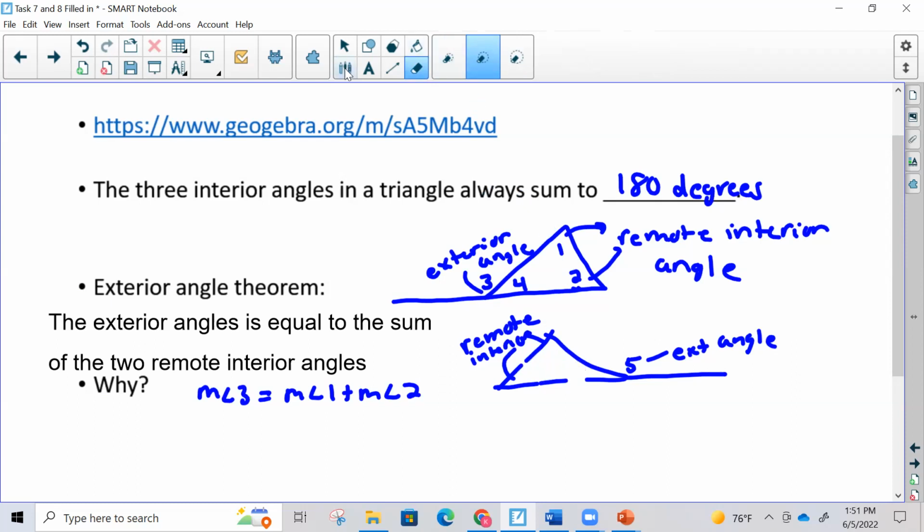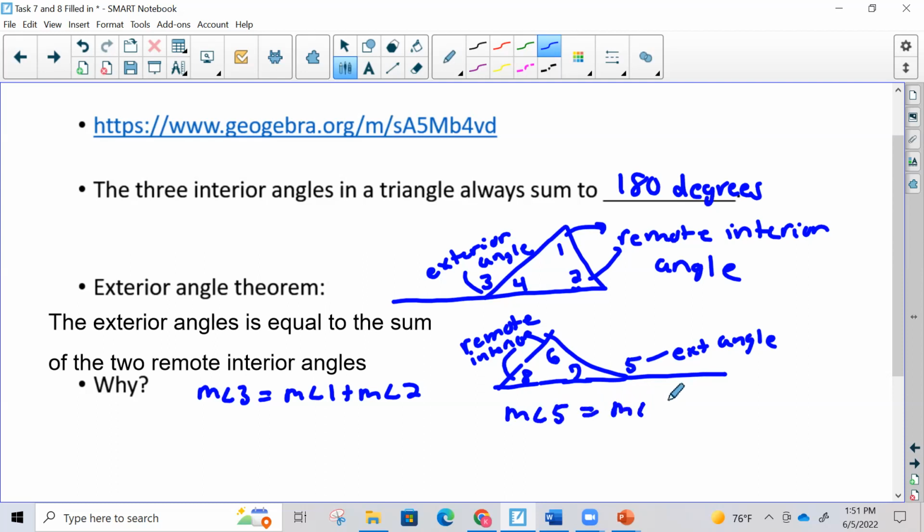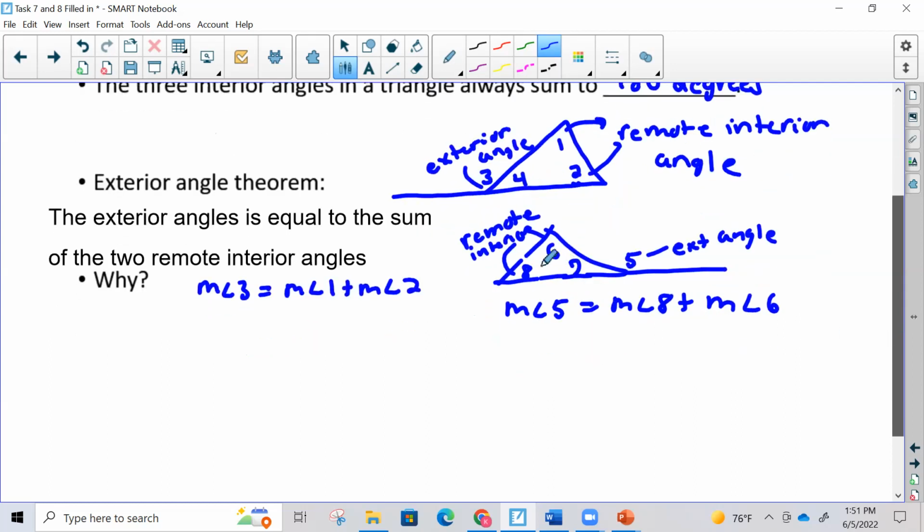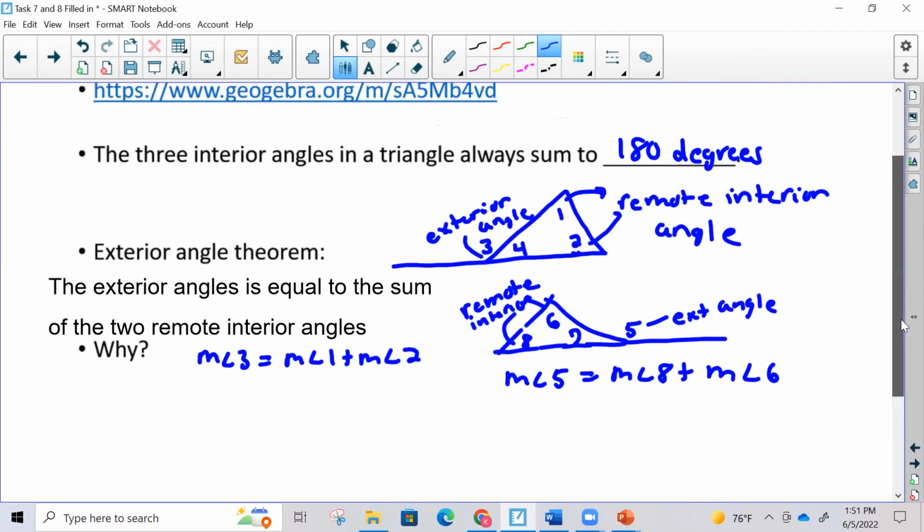let me just change the angle numbers in this diagram to be 6, 7, 8. So in this one, the measure of angle 5, that exterior angle, is equal to the measure of angle 8 plus the measure of angle 6. Okay, so this exterior angle is equal to the two remote interior angles, and the two remote interior angles are the two interior angles that are not supplementary to that angle. And the question is why? Why does that work?